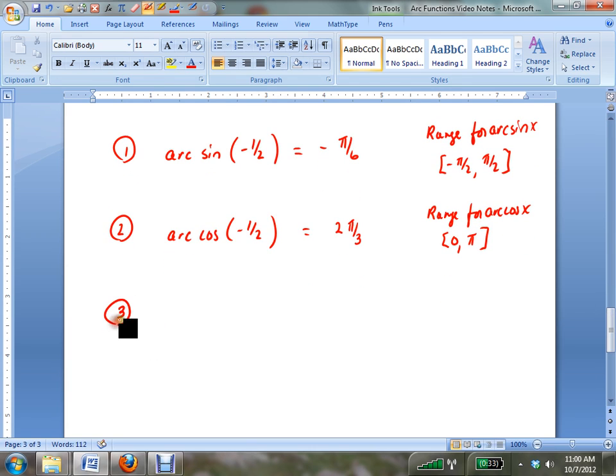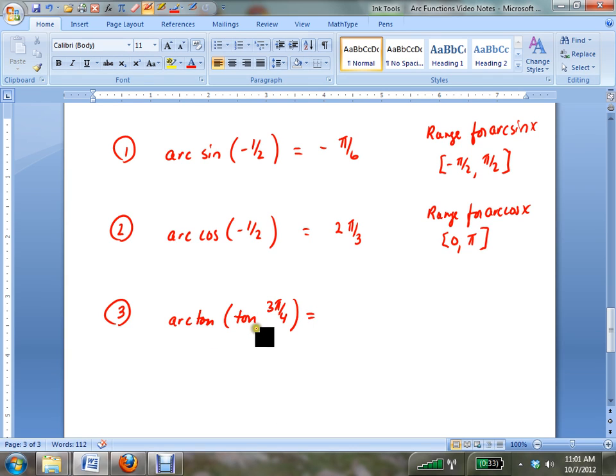Let's do a third problem. Let's do the tangent. Actually, let's make this the arctangent of the tangent of 3 pi fourths.